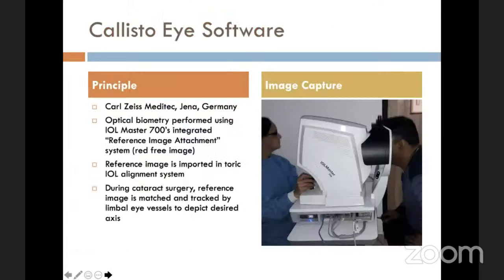The second system that we have is the Callisto I software system, which again has a reference image which is imported in the toric intraocular lens alignment system.